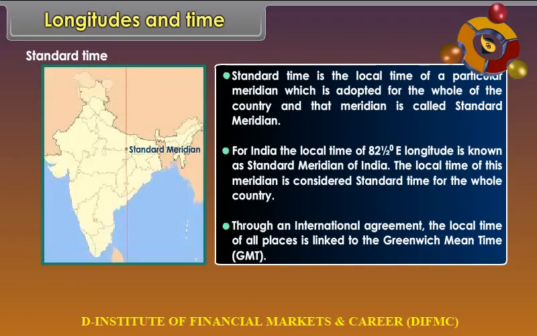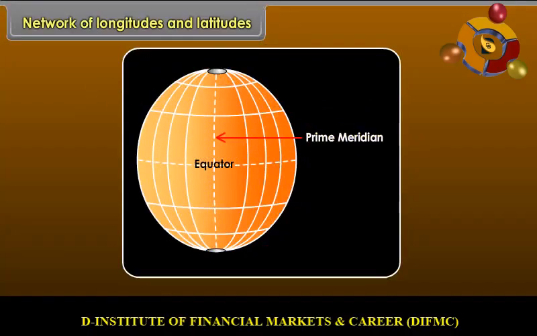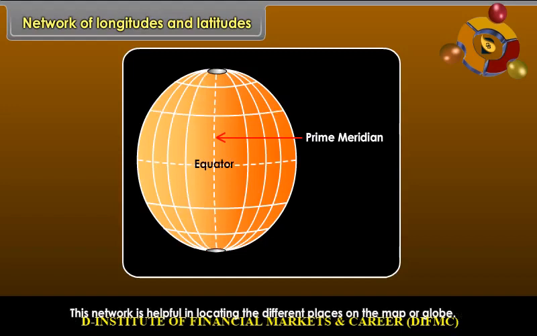Through an international agreement, the local time of all the places is linked to the Greenwich Mean Time, GMT. The lines of longitude and latitude form a network on the globe. The longitudes and latitudes intersect each other at right angles, forming a grid. This network is helpful in locating the different places on the map or globe.